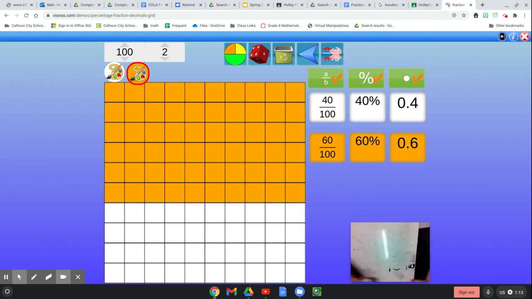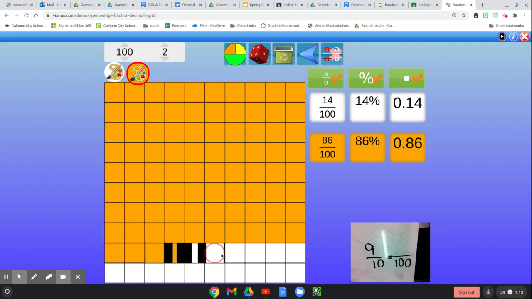Now, let's look at this. Let's just practice one more time. What if I wrote 9 tenths? Could you make one more? Pause me and tell me, what is that equivalent to? You guessed it. 9 tenths is equivalent to 90 hundredths. So all you're doing is multiplying by 10 tenths.